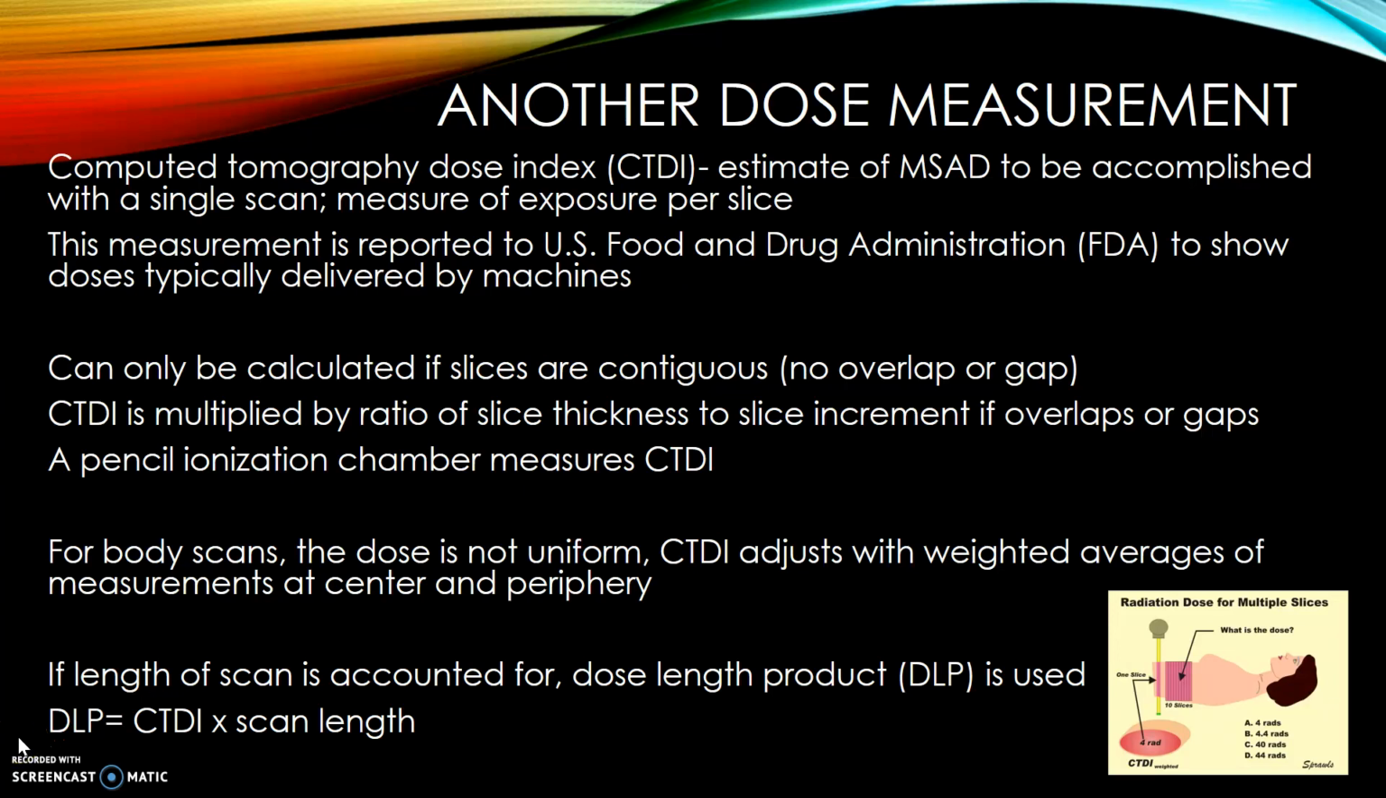For body scans, the dose is not uniform. The CTDI adjusts with a weighted average of measurements at the center and at the periphery. If the length of the scan is accounted for, dose length product is used, and dose length product is the CTDI times the scan length.